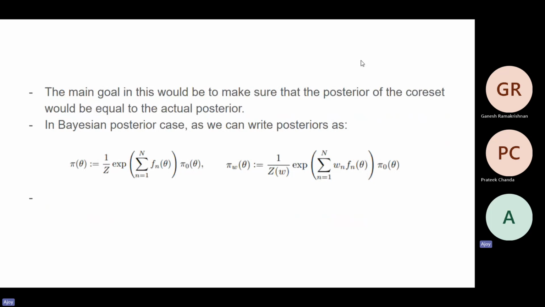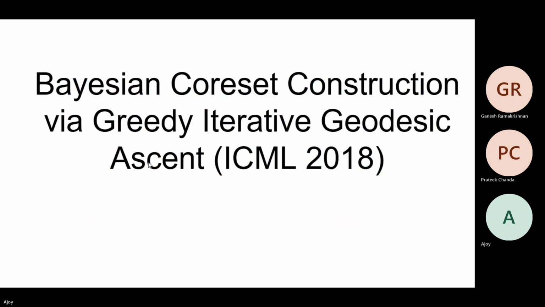So the main goal is to make sure that the posterior of the core set is similar to the posterior of the large data set. Here as you can see, pi naught of theta is the prior, and fn of theta is the log likelihood of the data set, and to the right is the same equation, but weights are associated with each log likelihood, such that the zero norm of the weight vector is much less than the total data set size.